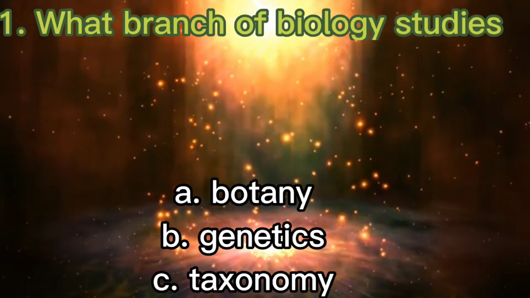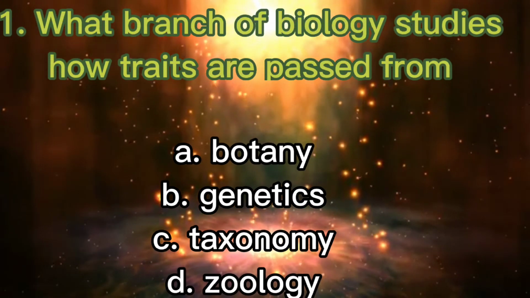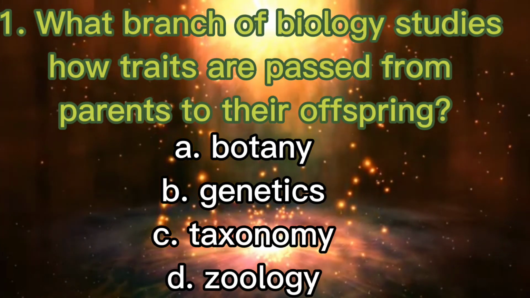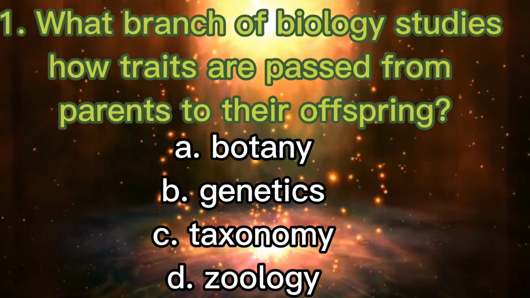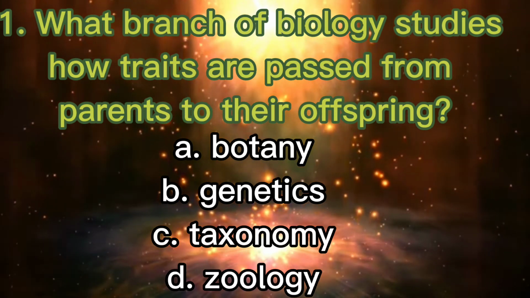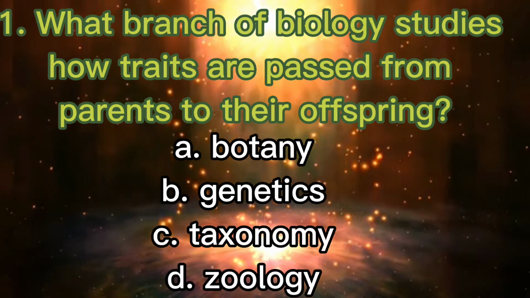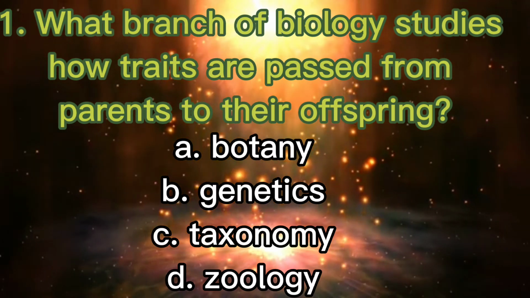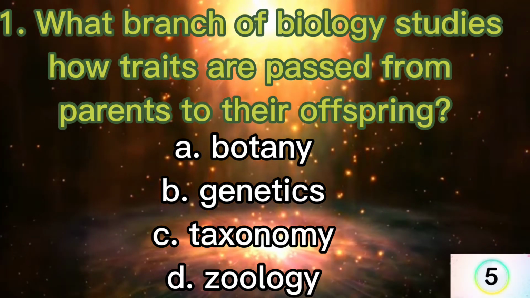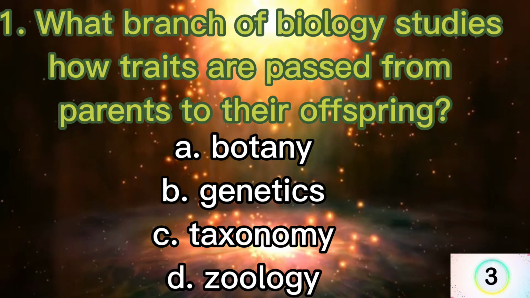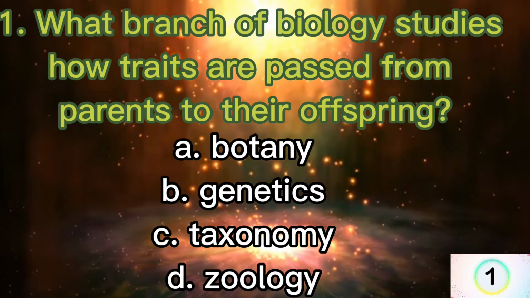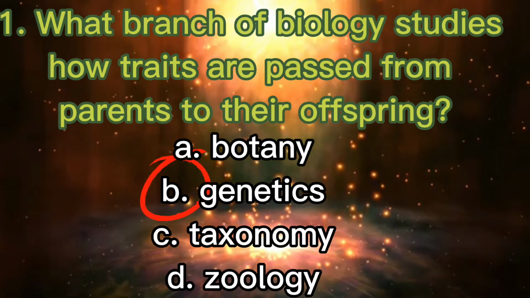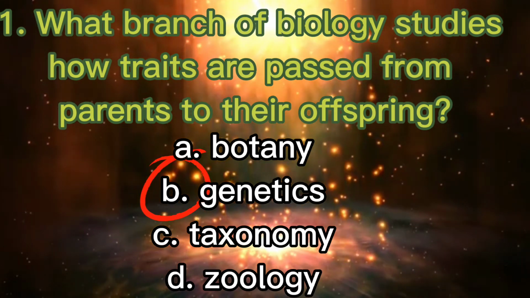Number 1. What branch of biology studies how traits are passed from parents to their offspring? Letter A. Botany. Letter B. Genetics. Letter C. Taxonomy. And letter D. Zoology. Very good. The correct answer is letter B.